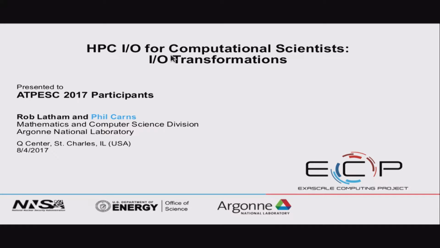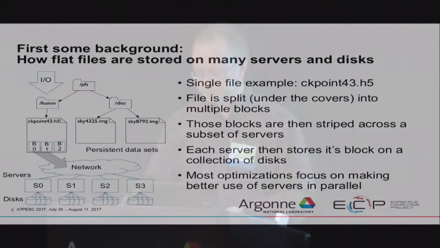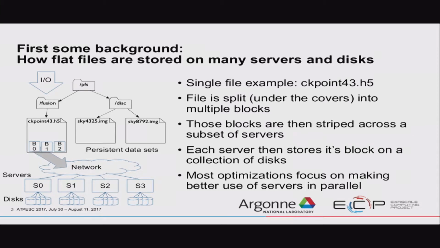So this next presentation is I/O transformations. We're going a little step further from the generalities of the last presentation and talking a little bit about what happens in the storage stack to account for these storage systems. So we know there's a lot of hard drives, there's a lot of servers, there's a big network. How does your file get mapped onto that?